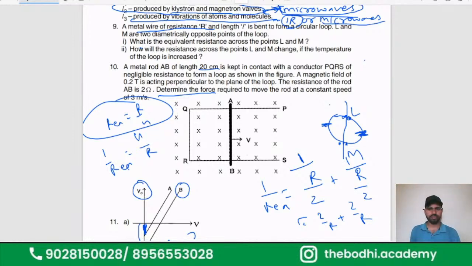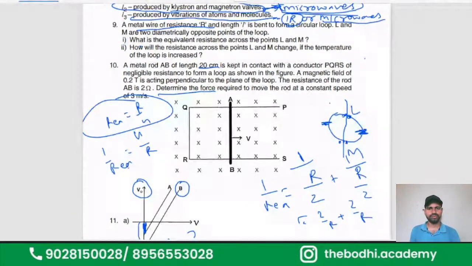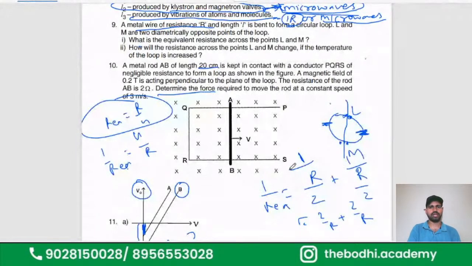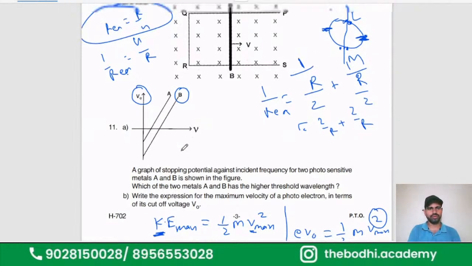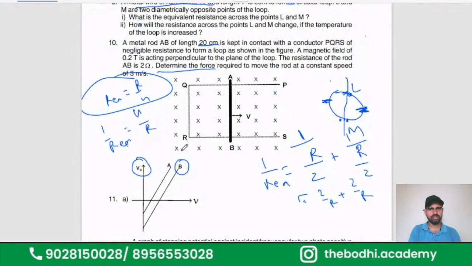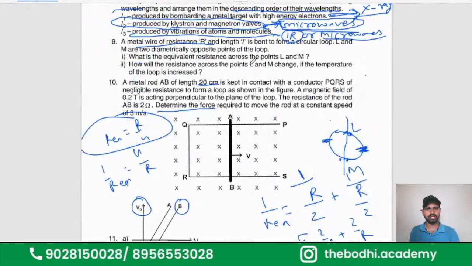Okay. Let's continue. Next, question number 11. We are having a graph. Let me just remove this so that it will be easier. Oh wait, did I miss any question? Oh yes, I missed a second question. Check. Even this one I missed.